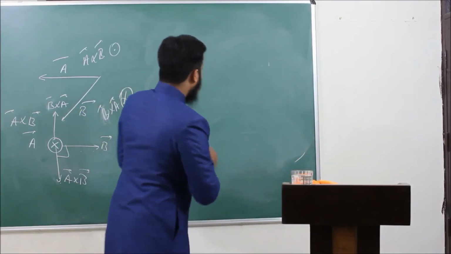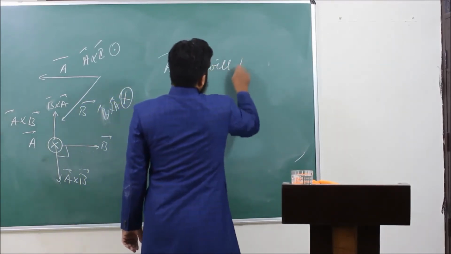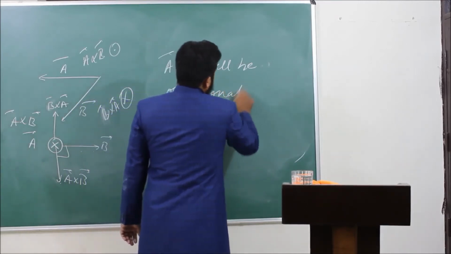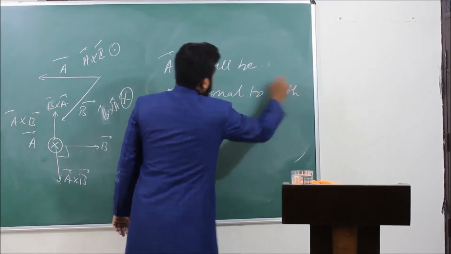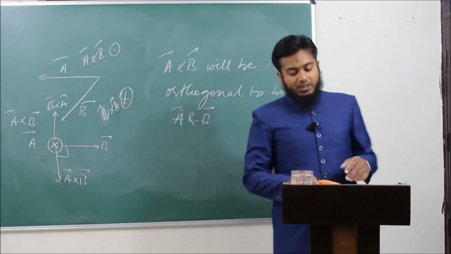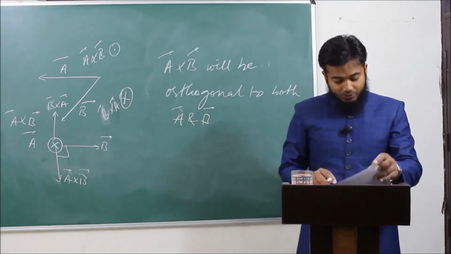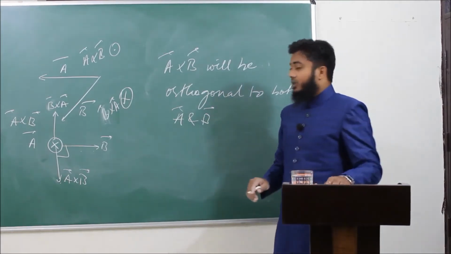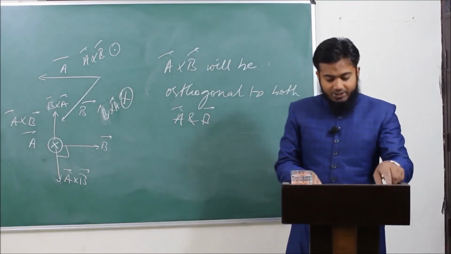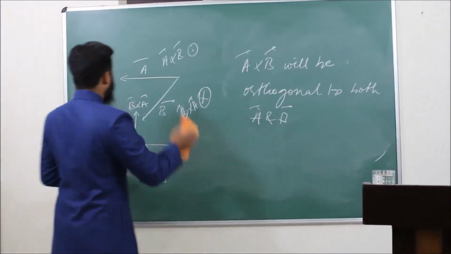So A cross B, let's note it down, A cross B will be orthogonal to both A and B. A cross B will be orthogonal, that is perpendicular to both A and B, and this is true for all types of cross products. So this was cross product. Finding the direction is a very crucial part of the cross product. Next, let us see how the cross product is carried out if the vectors are in given component form.